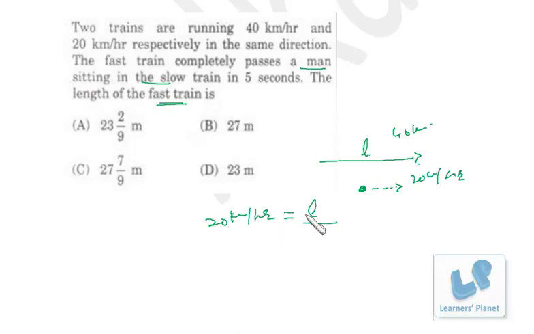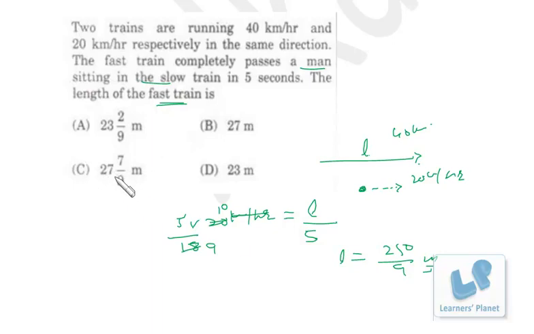Okay, after that, time is 5 seconds, and if I convert this kilometer per hour to meter per second, I have to multiply it by 5 by 18. So now it is converted into meter per second. So the length of the train will be 250 by 9 meters. So that you can see from the options.